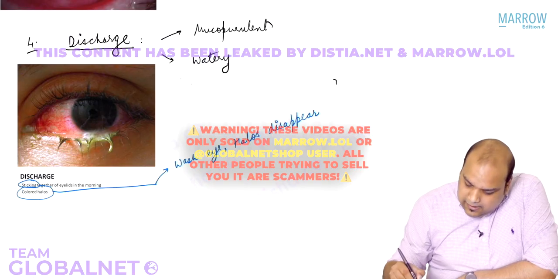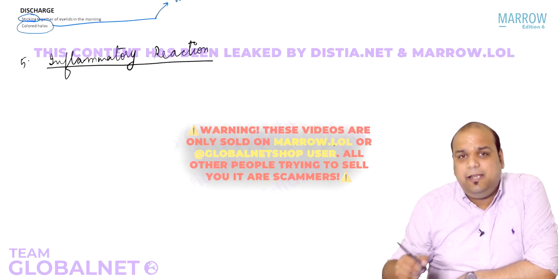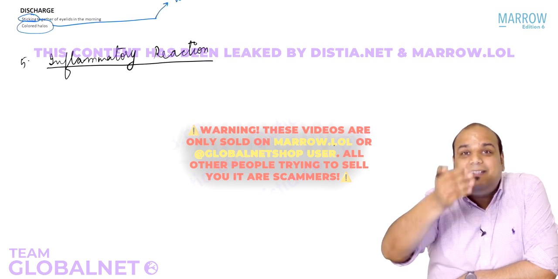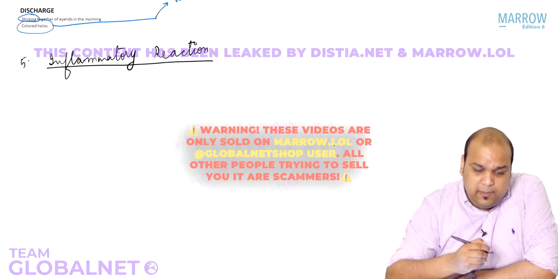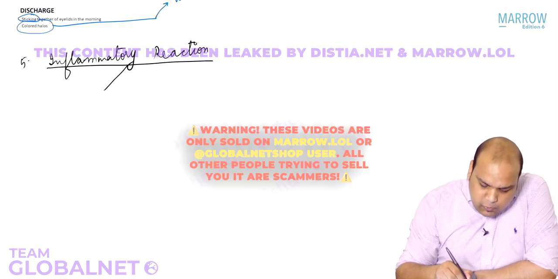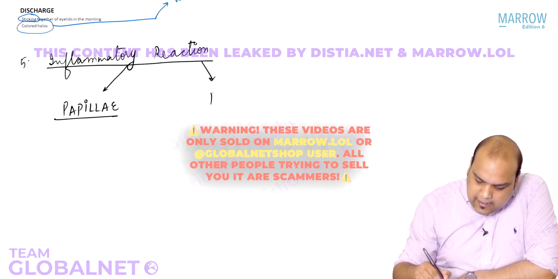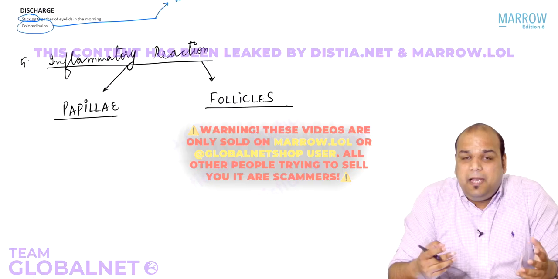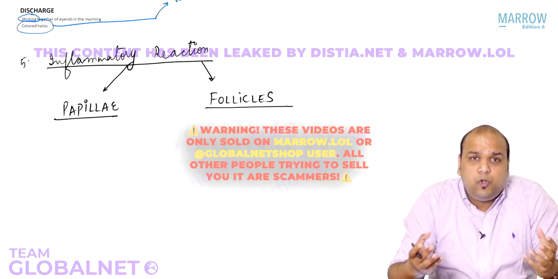Done? Then the next sign is the important sign, inflammatory reactions. When conjunctiva is getting inflamed, what will be the sign in the conjunctival tissue itself that you will be able to see? So we say there are 2 main types of inflammatory reactions. The first reaction is called a papilla and the second is called follicles. Papilla and follicles. So what is a papilla and what is a follicle? That is the main thing that we want to know.